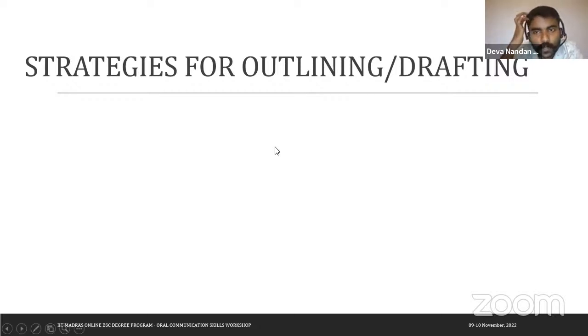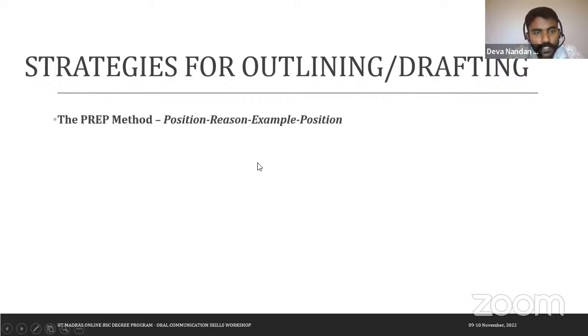So the strategies for outlining or drafting are not just for your presentation, this is for your scripting. When you're scripting, what do you use to strategically outline or draft your script for your presentation? This is what we're trying to look at here. We look at only 4 methods here. This is not an exhaustive list. There are more methods out there, but we'll limit ourselves to these 4 methods for the time being. None of these 4 methods must be followed by the book. It's always your choice ultimately.